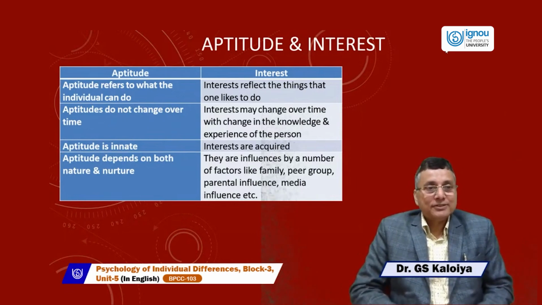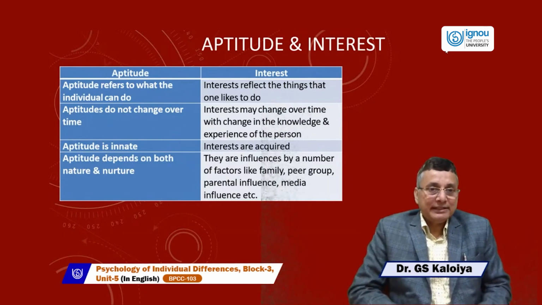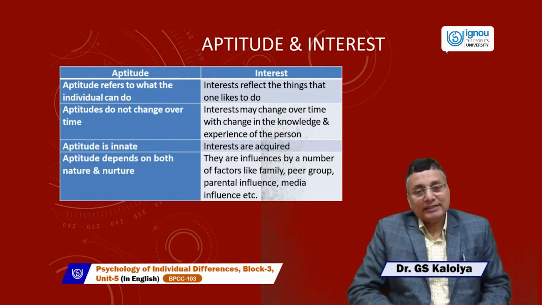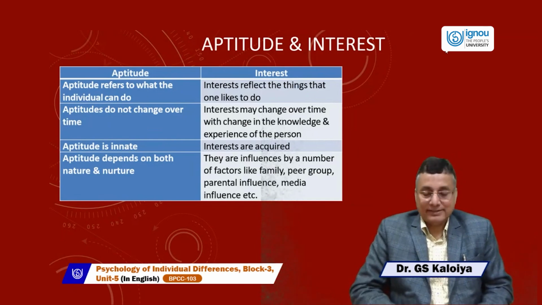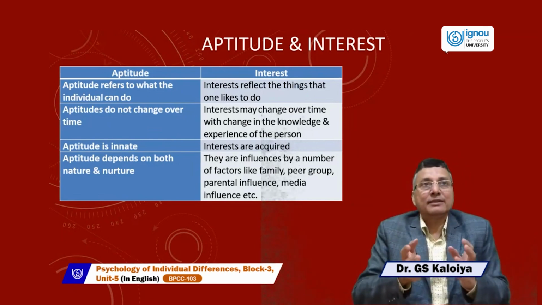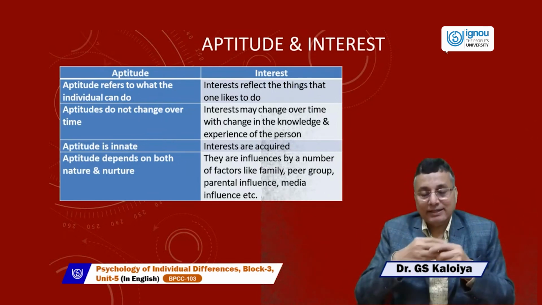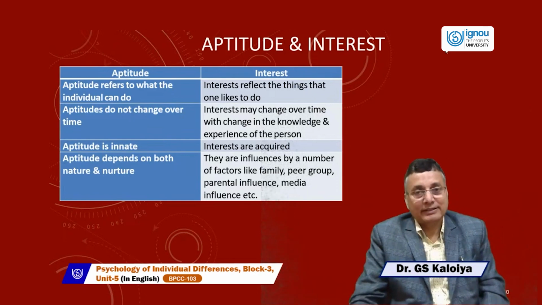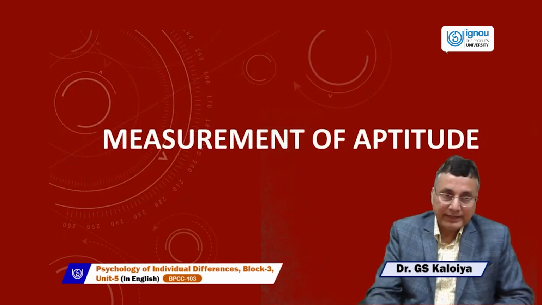So aptitude does not change over time, whereas interest may change over time with change in the knowledge and experience of the person. Aptitude is innate, interests are acquired. Aptitude depends on both nature and nurture, whereas interests are influenced by a number of factors like family, peer group, parental influence, media influence, etc. So earlier you may find that before 10th the child was having interest in certain things. After passing 12th the child may have interest in different other subjects. So let us see how aptitude can be measured.